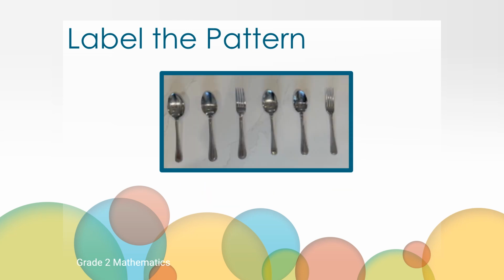Let's do one more. Use letters to label this pattern of spoons and forks. This pattern is A, B, A, A, B. I think you're really getting the hang of this.